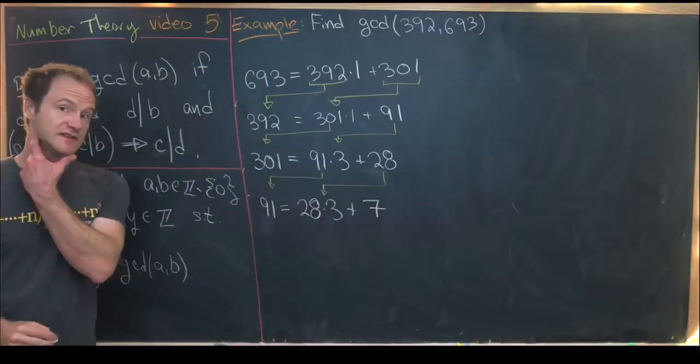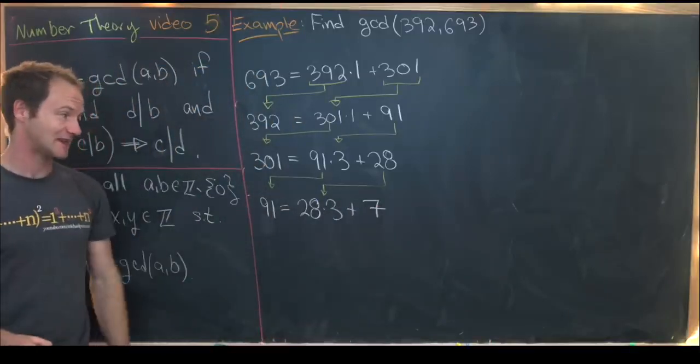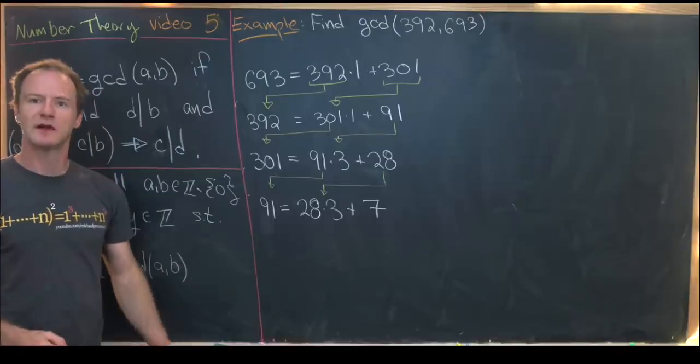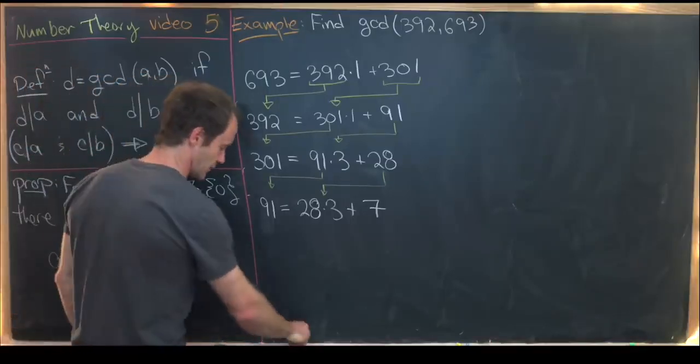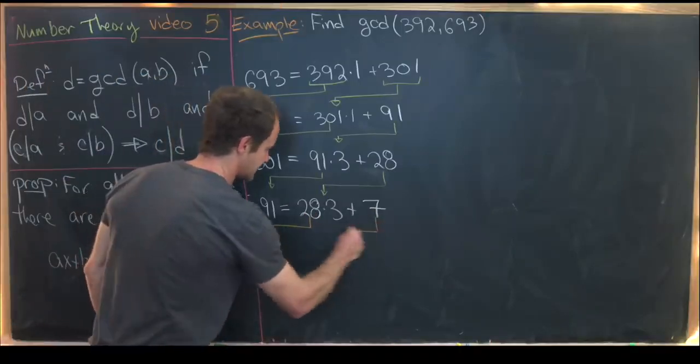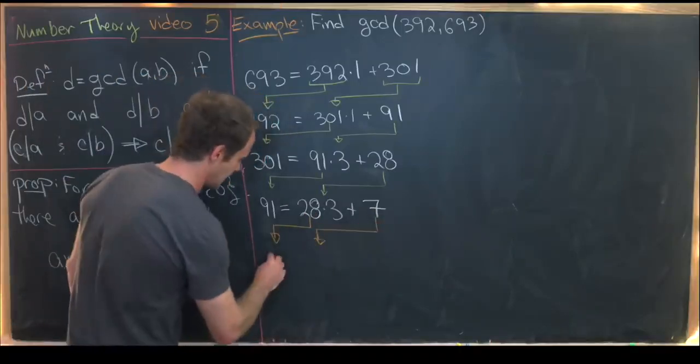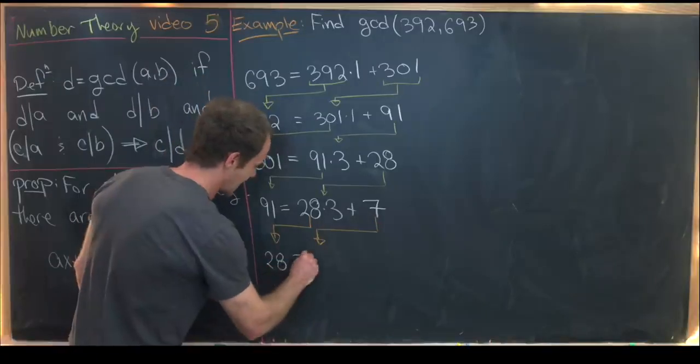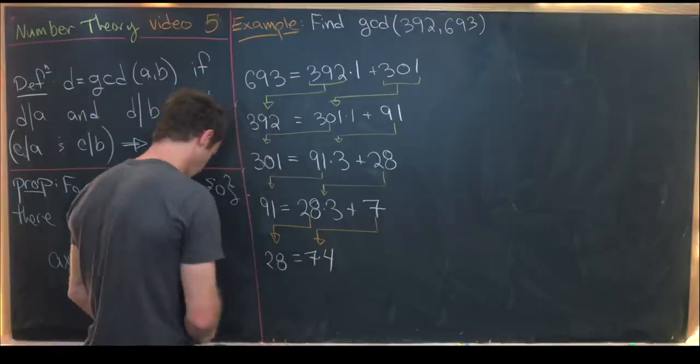Now you can already maybe see that this is going to be the last non-zero remainder, but let's just finish it off so that we know that. So I'm going to move this 28 over here, this 7 over here, and notice we can write 28 as 7 times 4.